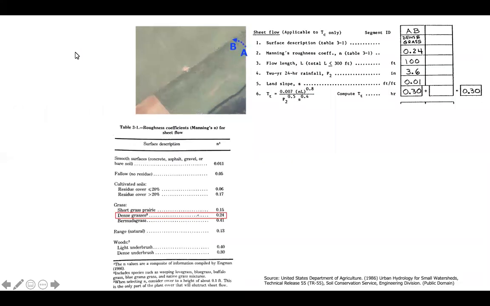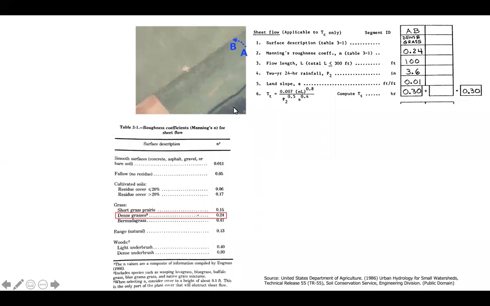So if we're going to look at the hydraulically most distant point, it would be the point that takes the longest amount of time for one droplet of rain to make its way from that point all the way to the outlet. So it's not necessarily the furthest point away from the outlet. However, it sometimes is, but it's the hydraulically most distant point.